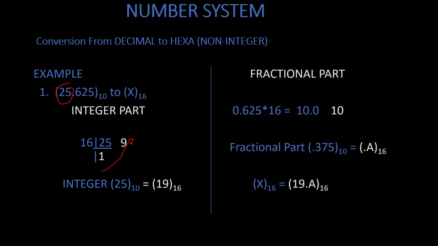Next is the fractional part. Multiply the fractional part with the base value and we get 10. This part, only this is counted. 0, we stop. We don't have to multiply again with 16. We can stop here and count from up to bottom, which will be 10, and 10 is represented as a in hexadecimal. We take a, we add both of these parts, we get 19.a.